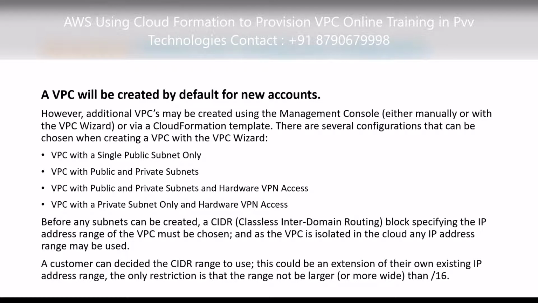As I said, you can create a VPC with a single public subnet only, or you can create public and private subnets, or public and private subnets with hardware VPN access, or private subnets only with hardware VPN. So these are the options available when creating a VPC, which we'll see in the lab session, rather than getting into much theory on this.